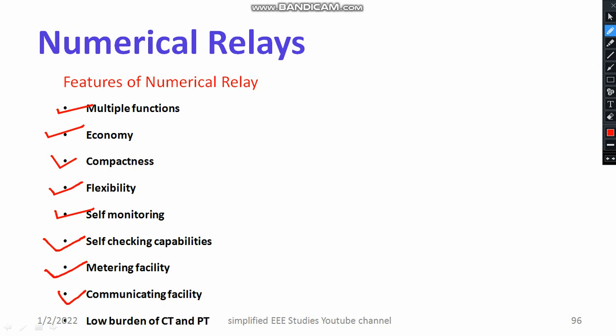Low burden of CT and PT, unlike electromechanical relay. You have seen already the importance of electromechanical relay. The main issue is burden of CT. It consumes certain amount of power from the supply. So these are the salient features of numerical relay.